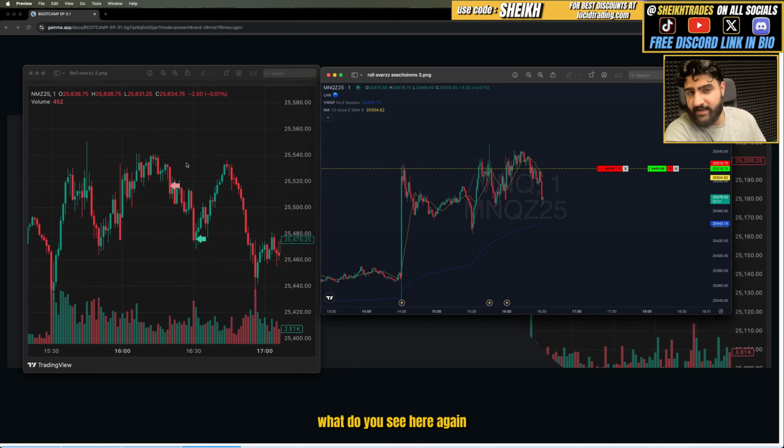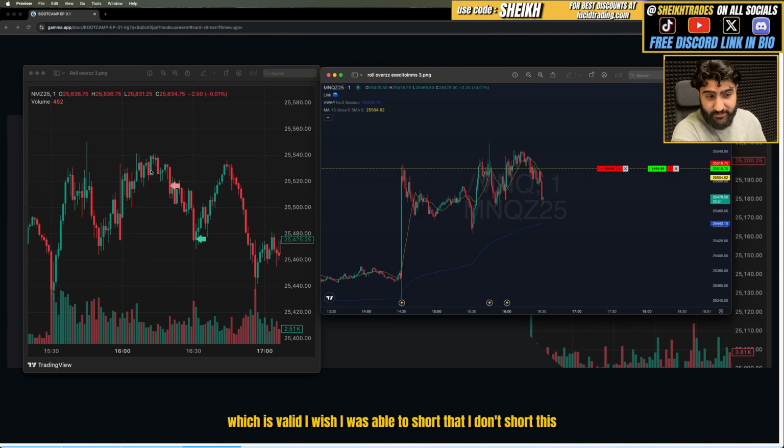What do you see here again? Completely different examples. We go up, chop, chop, chop. I don't short here, which is valid. I wish I was able to short that. I don't short this. I don't short this. I don't short this. I short the backside. We're in the backside of the move. We're finally rolling over. We're breaking higher lows. We're making new lows. We are in the backside of that move, and that's where I take my trade.